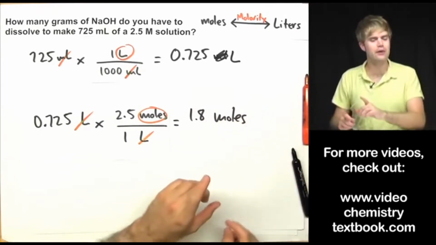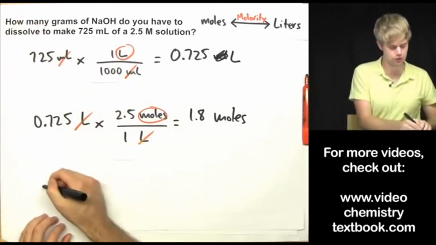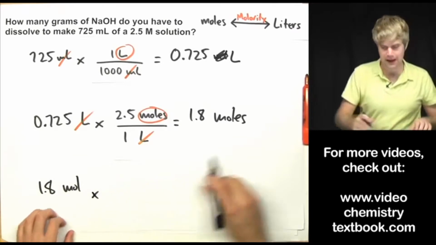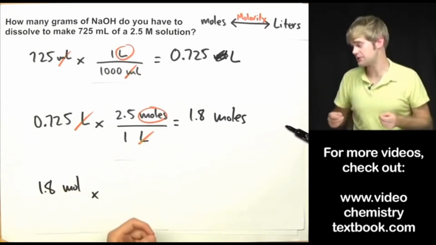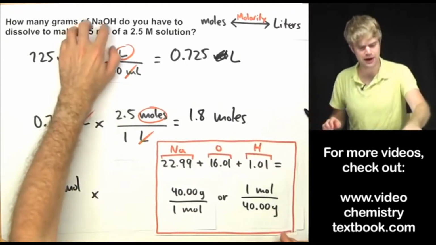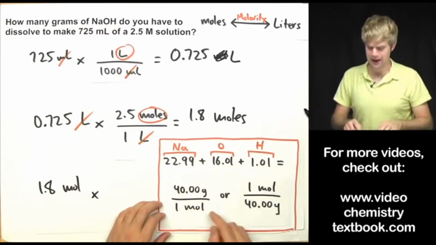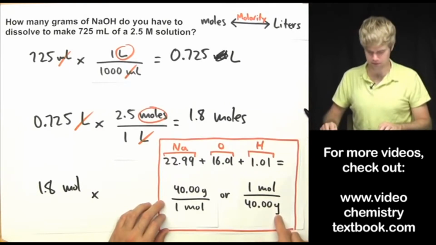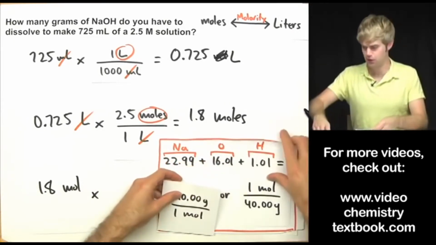Okay, now we know how much NaOH in moles, but since the question asks for grams, we got to take this mole measurement and we got to multiply it by a conversion factor that involves the molar mass. So I've already done the math here. There is a sodium, an oxygen, and a hydrogen, so we got to add the weights of them all together here, and we can express that in 40 grams per mole, or 1 mole over 40 grams. I will use this version of the molar mass.